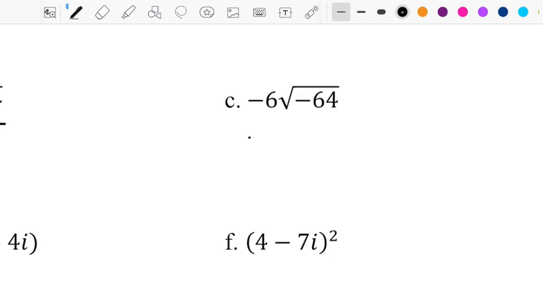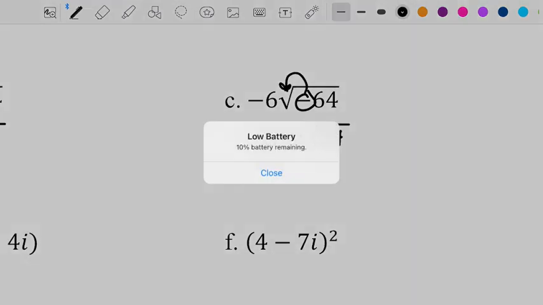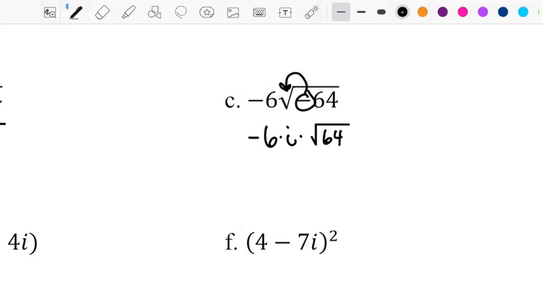For c, we have a -6 here. I also see this negative, so I'm going to bring it out as an i, but we still have the square root of 64 here. And these are all just multiplied by each other. Of course, the square root of 64 is 8, so -6 times 8 times i is -48i.